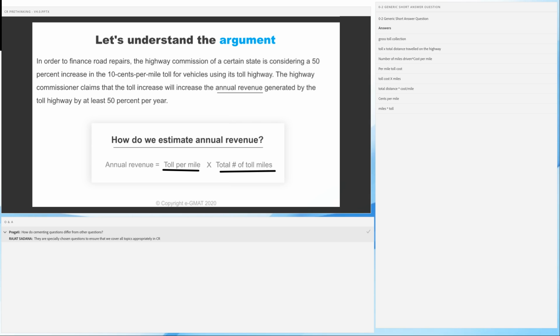Everyone's okay with this? Does this make sense? And how do we get this? Because we know we're charging on a per mile basis. We have a 10 cents toll per mile in the argument. Everyone can see this. Any doubts on this?